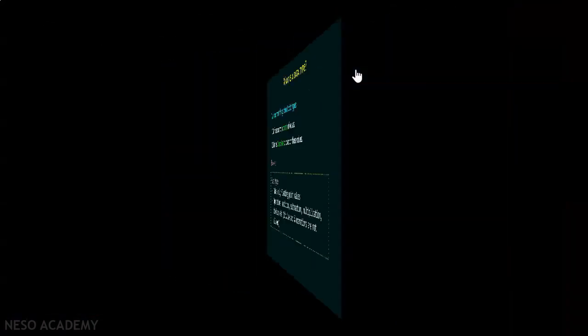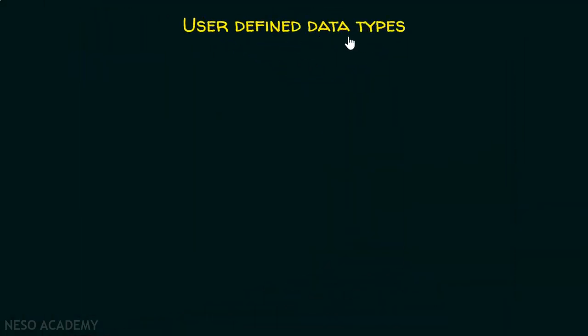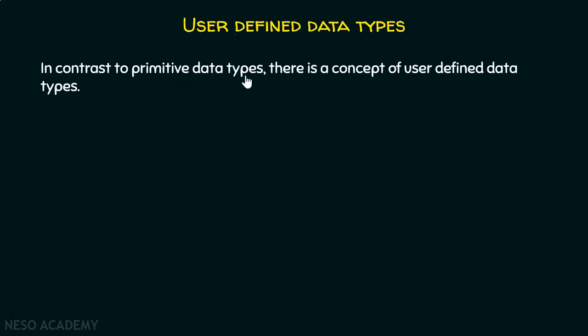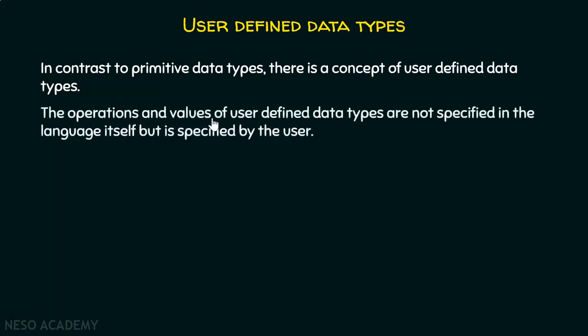Now, let's discuss what is a user-defined data type. Before moving on to abstract data types, we should understand what a user-defined data type is. In contrast to primitive data types, there is a concept of user-defined data types. We already know primitive data types like integer, character, float, right? The operations and values of user-defined data types are not specified in the language itself, but are specified by the user. Here the user is defining the operations as well as the values. It is not predefined in the language itself.